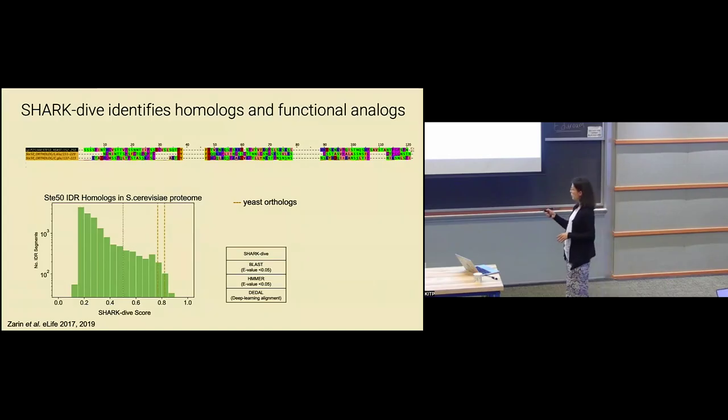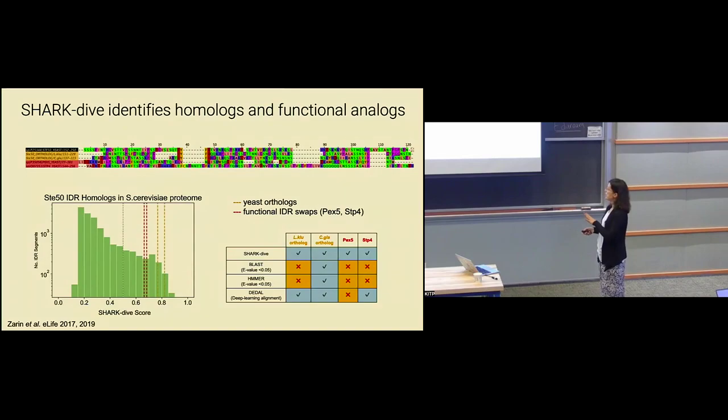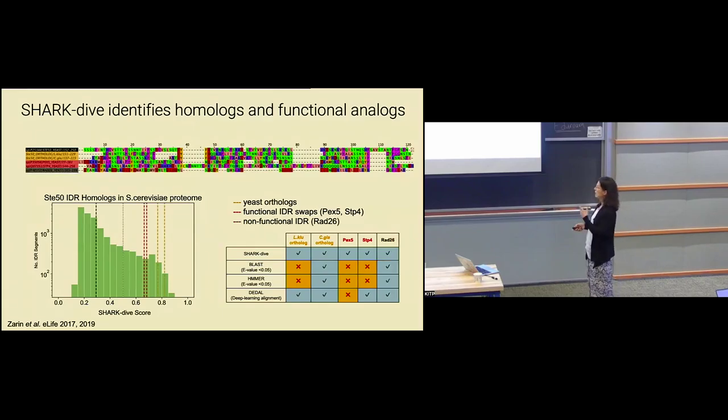And it seems that the SHARC dive score for these orthologous proteins is very high, so it seems to work. They also took unrelated sequences that are functional IDR swaps that don't align, again, very well, and still they have a high SHARC score. And then a swap that they did with a protein that did not complement functionality has a low score. So these are results that give us some confidence that the SHARC dive scores maybe make sense.